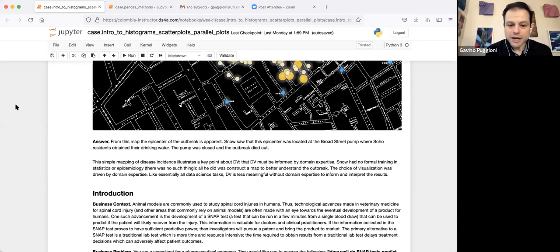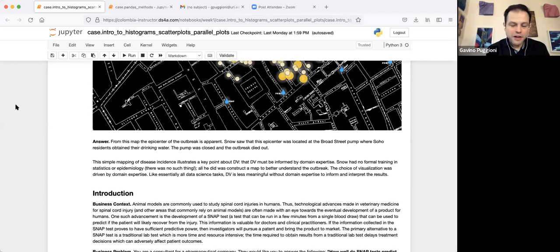Animal models are commonly used to study spinal cord injuries in humans. So many times the knowledge that comes from the advancements in the veterinary sciences can inform also the medicine for human beings.